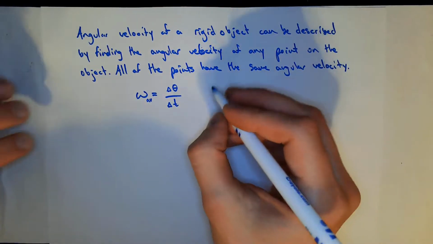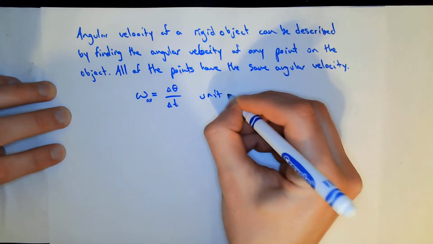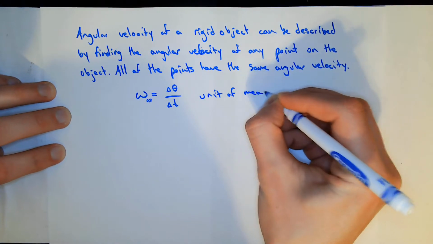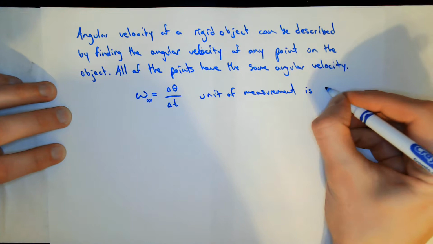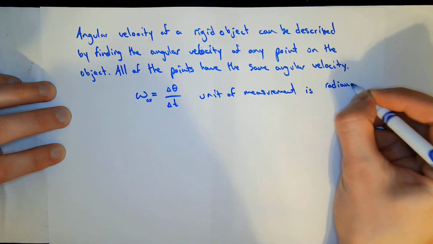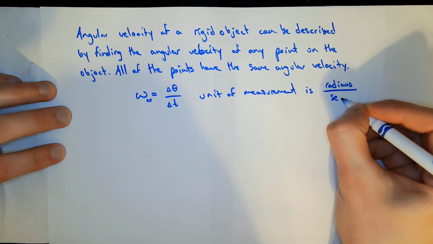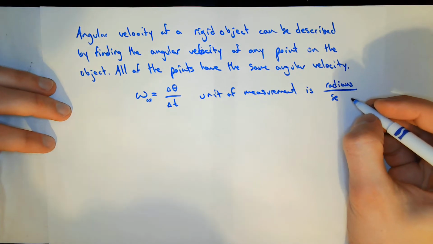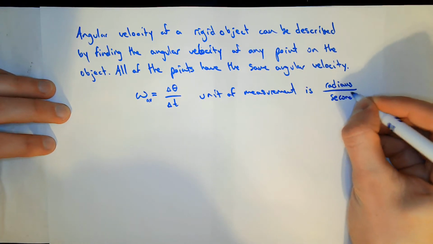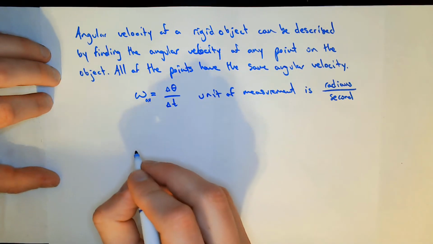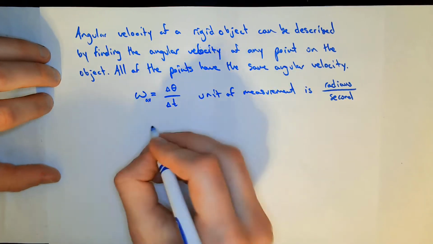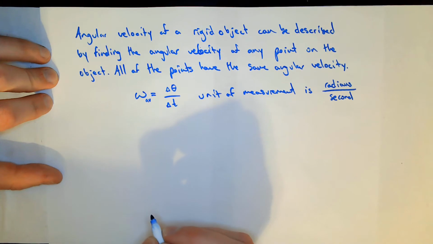By the way, the unit of measurement is radians per second. Okay, so let's go ahead and write down that instantaneous. How do they define it?